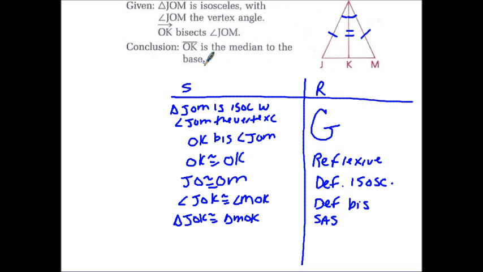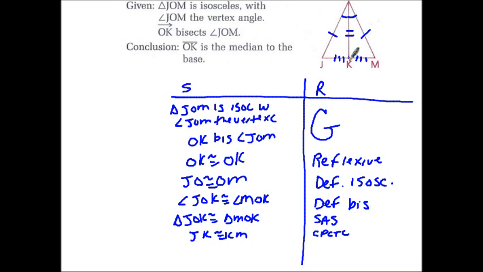Well, in order to say it's a median, we have to know that the side is being bisected. Now, it is being bisected. We know that because of CPCTC. We know that side JK, a full side of my left triangle, is congruent to KM, a full side of my right triangle. That's my CPCTC step. Tossing in those markings, and now I see that I have a median.